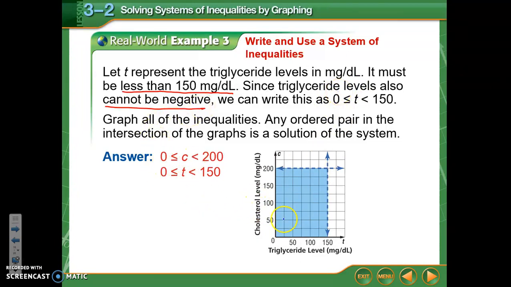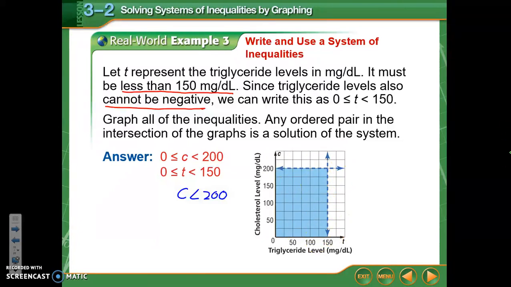C and T both have to be positive, so I'm only going to be in the first quadrant of my graph. So we're going to make T our x-axis and C our y-axis. When I graph the inequality C is less than 200, that's the same as saying y is less than 200. Remember that if y equals a number, it's a horizontal line. So this is going to be a horizontal line, but it's going to be dotted, and it has to be less than that, so we'd shade below.